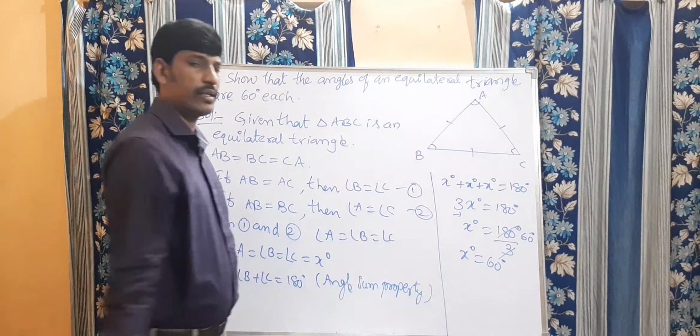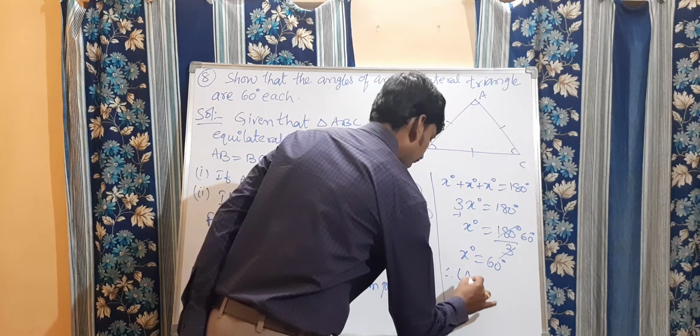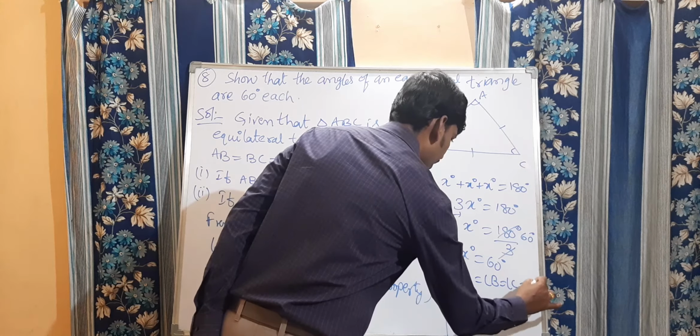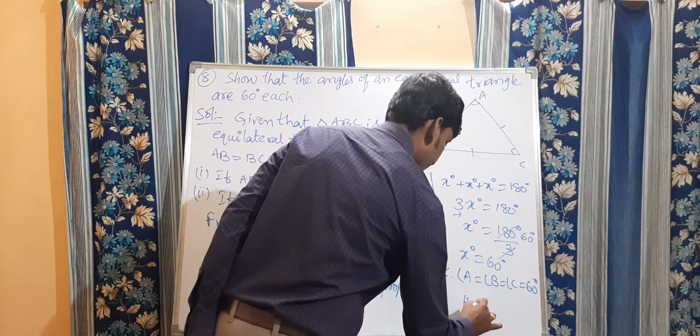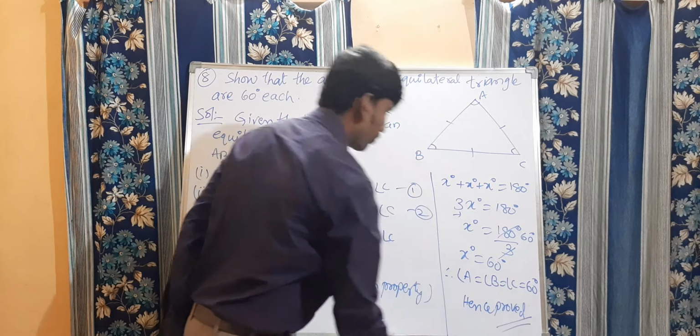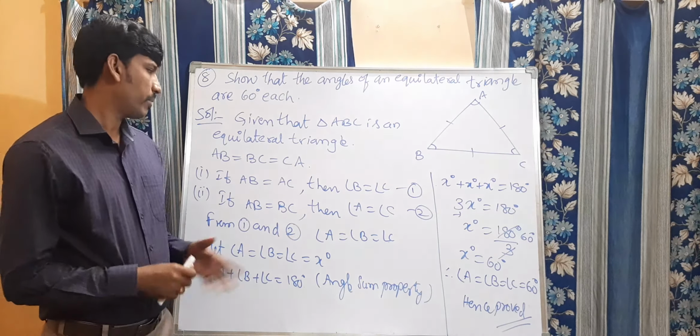Then what about x? x is nothing but angle A, angle B, angle C. So therefore angle A is equal to angle B is equal to angle C, which is equal to 60 degrees. Hence proved. This is clear, my dears? So this is the way to prove all the geometric questions. Clear? Please note down this.